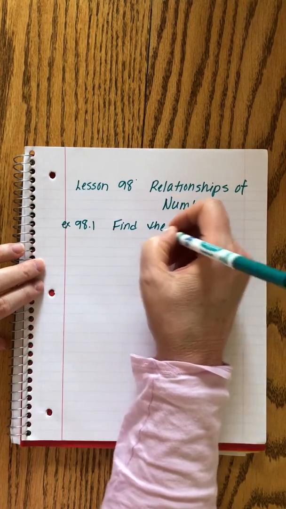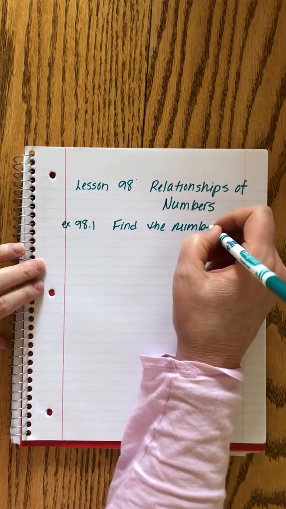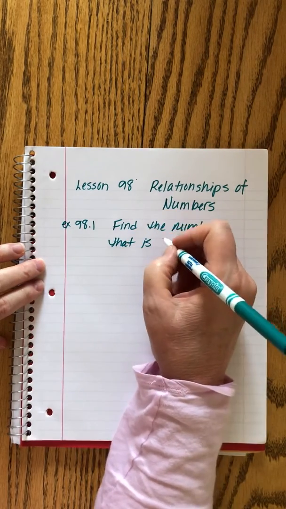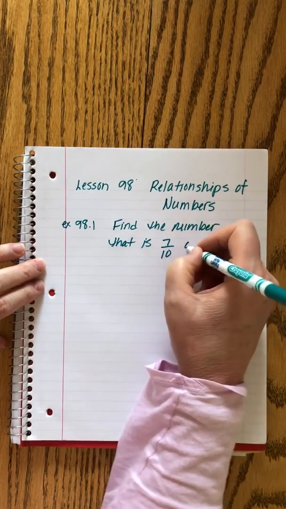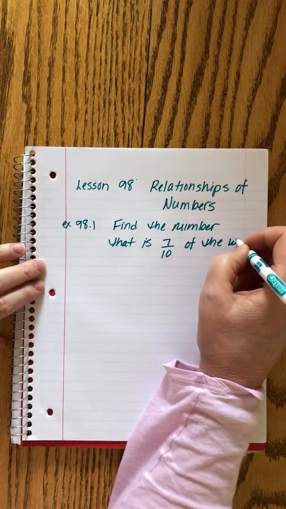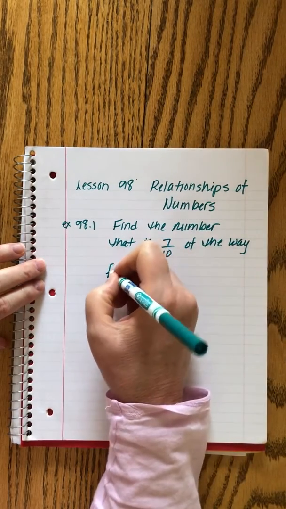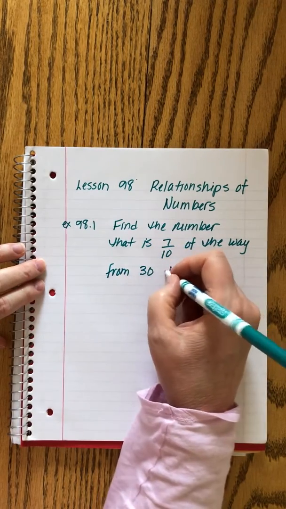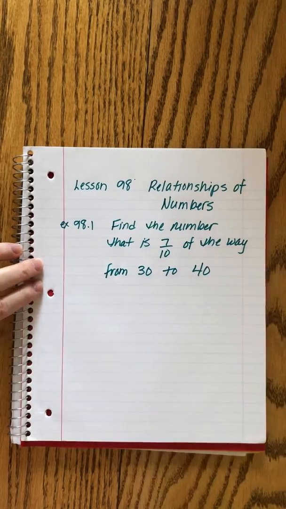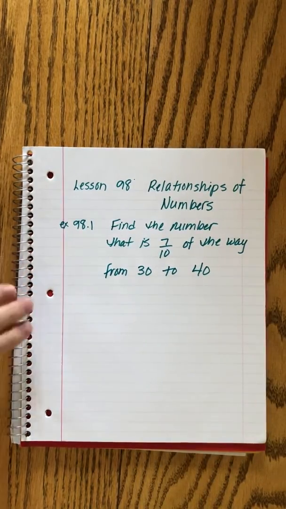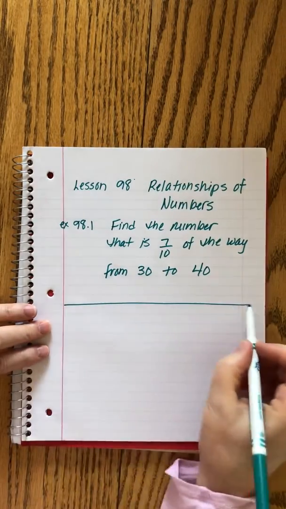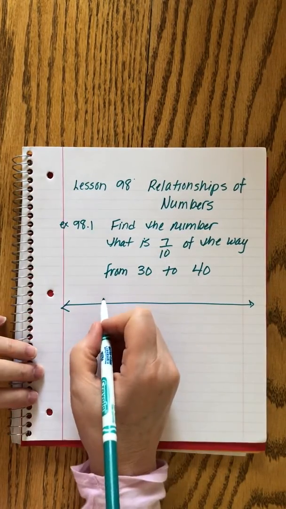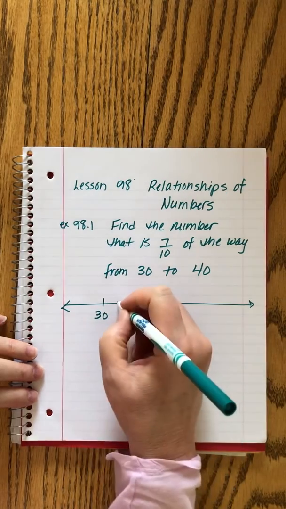Find the number that is 7/10 of the way from 30 to 40. Okay, we're going to visualize this on a number line. But unlike most number lines, we're going to jump in here at 30.